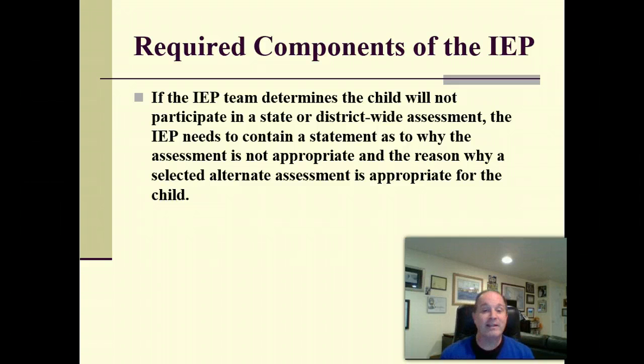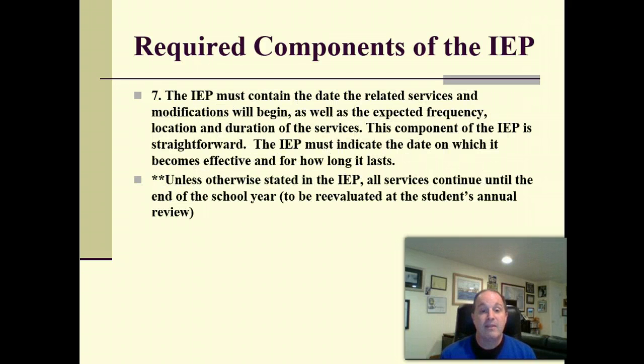The child with a severe intellectual disability, or the nonverbal child with autism who is not relating or has difficulty with reading or can't sit down and take an actual exam. There's no way this child is going to be able to take a statewide test. So if that is the case, the IEP needs to contain a statement as to why the assessment is not appropriate for this child with a disability. And it has to explain why a different type of alternate assessment will be more appropriate for this particular child. That ends this lecture on required components of the IEP. You can now go to part 4.